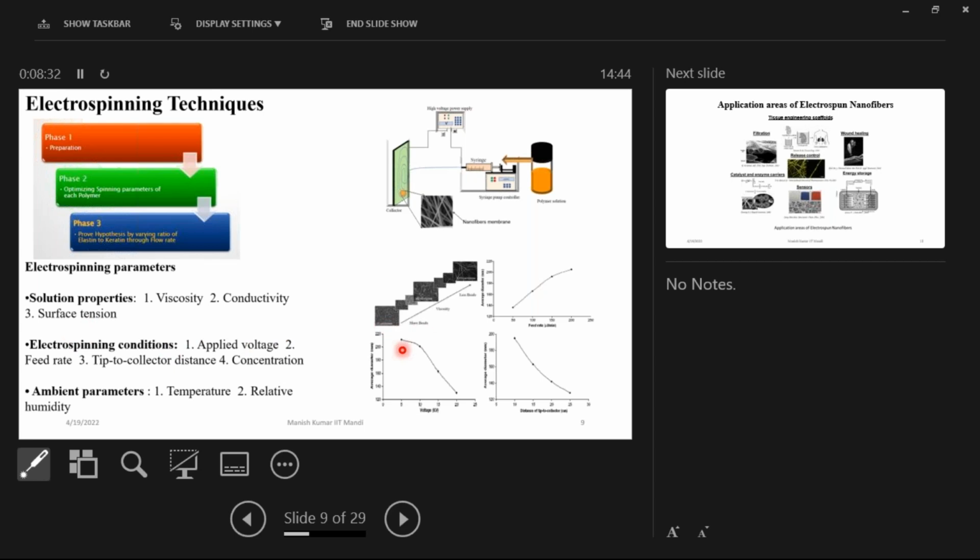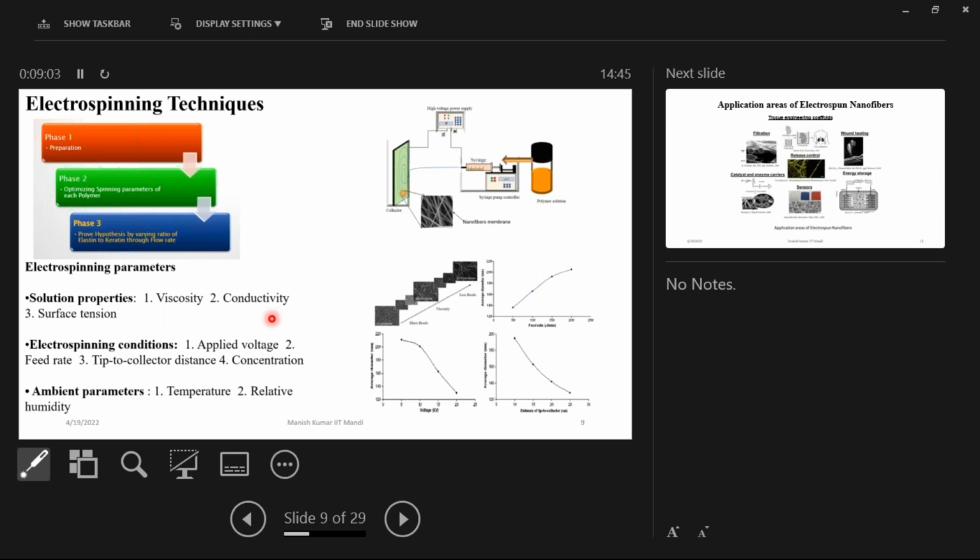Basically, viscosity: in this first graph, you can see if the viscosity is very low, then you cannot make fibers. Then you will find bead formation on the collector. So this is something that you have to optimize. The viscosity should be optimum. If you increase it more than the optimum viscosity, there is also a problem: the fiber diameter will be larger, so you will not get nano-dimension fibers.